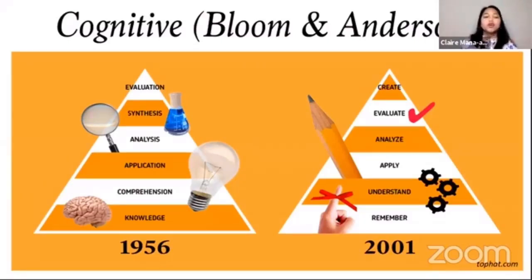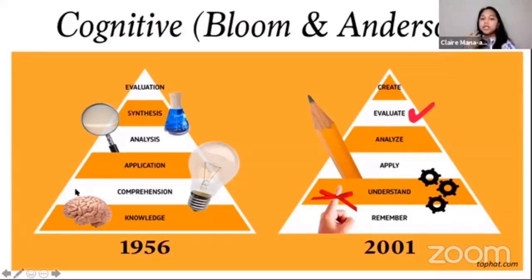Your verbs here would just be to name, to identify, to list. So this is simple recall only. Your knowledge is just recall. Very, very fast, very, very easy. That's your knowledge level. Now, for the second level, your comprehension, this is now termed as understand. So comprehension is understanding.